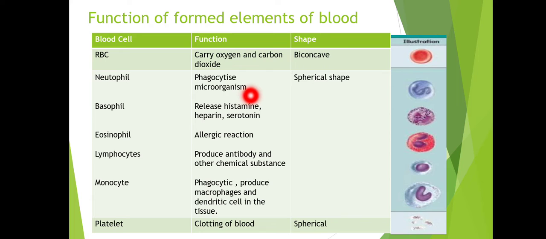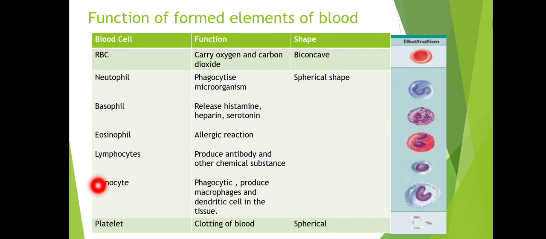Neutrophils help in phagocytizing microorganisms, whereas basophils release histamine, heparin, and serotonin. Histamine is also a mediator of inflammation. Heparin is an anticoagulant. Serotonin is a hormone. Eosinophils are involved in allergic reactions. Lymphocytes produce antibodies and other chemical substances.